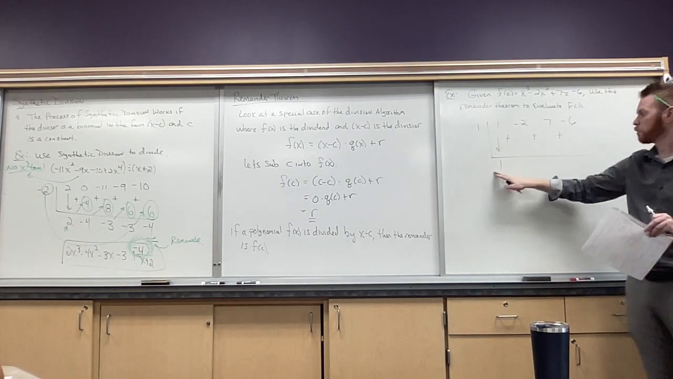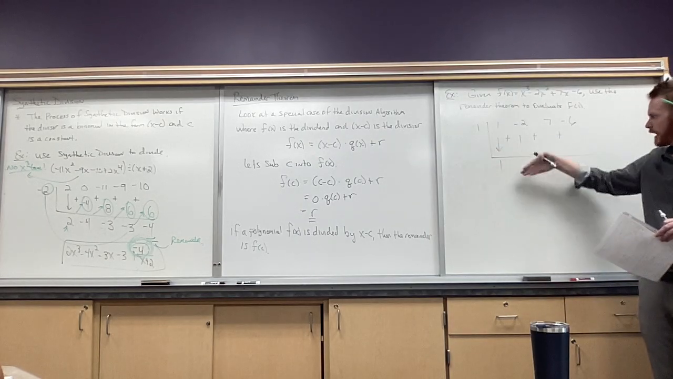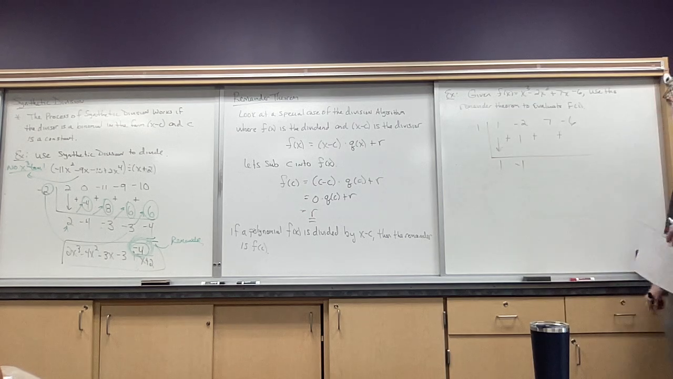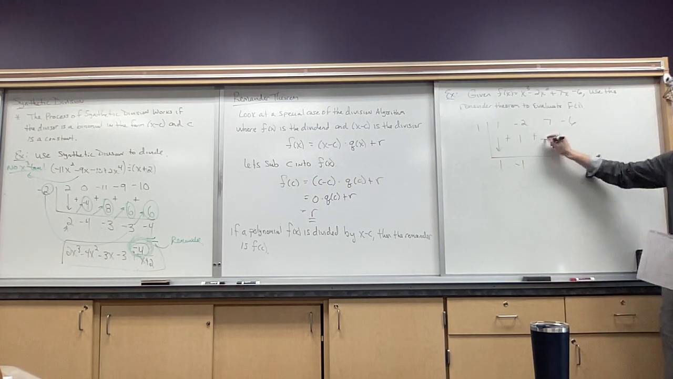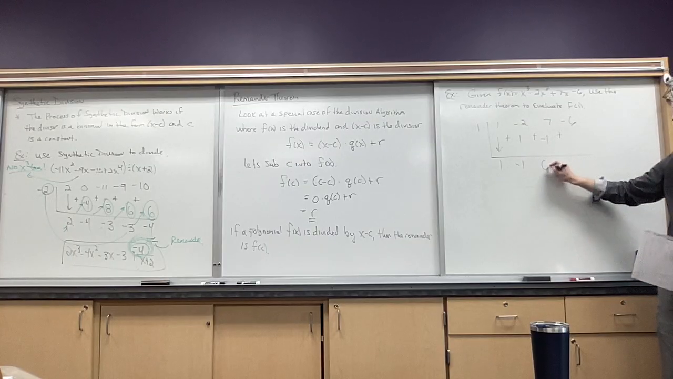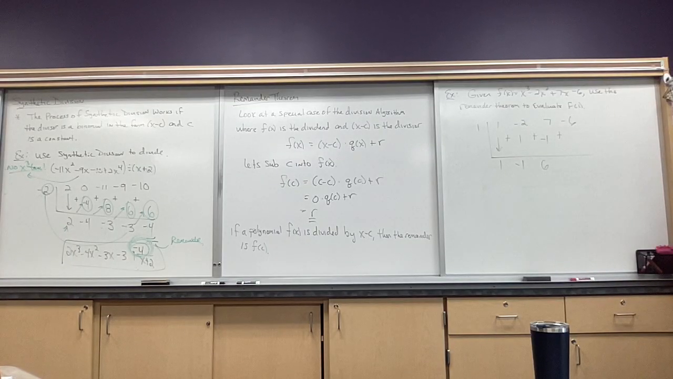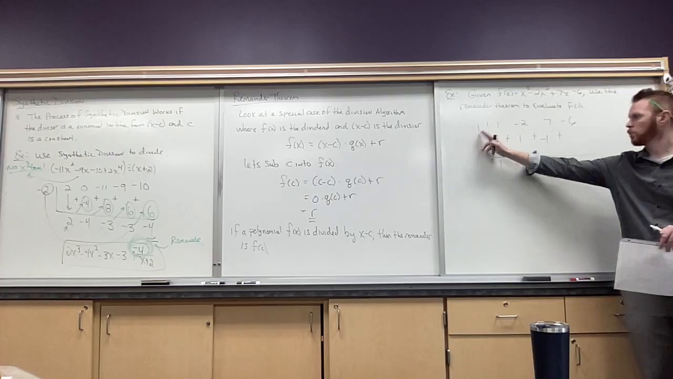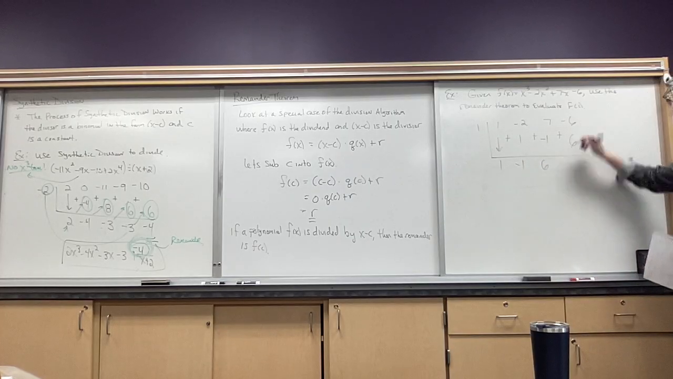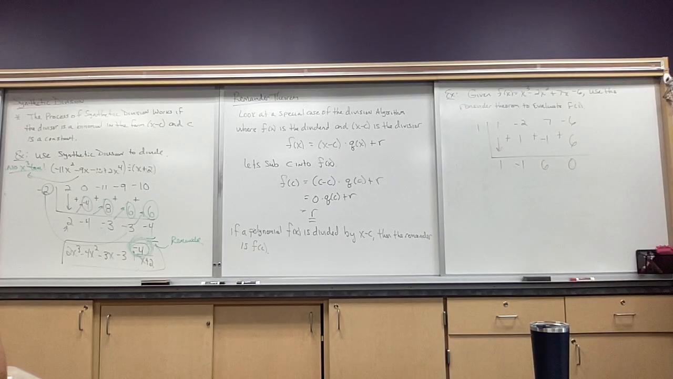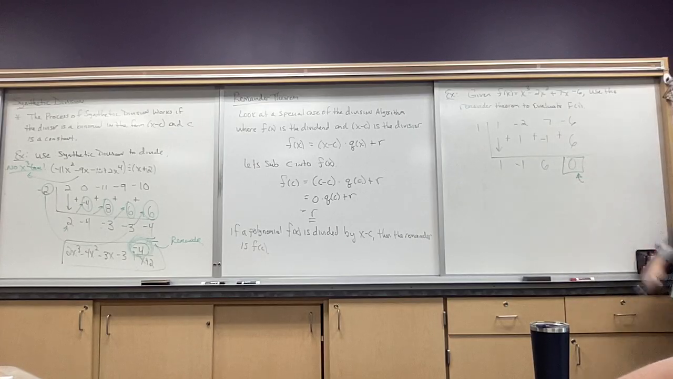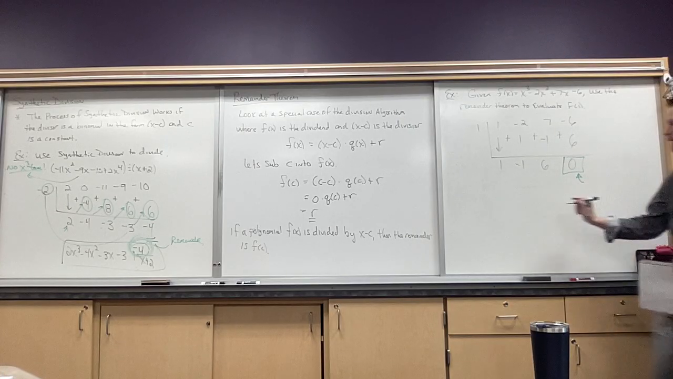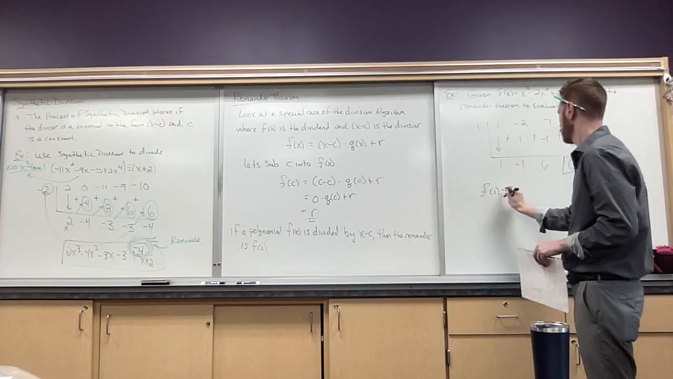So we'll do 1 times 1, which is 1. Add the column. I get -1. 1 times -1 is -1. Add the column. I get 6. Then 1 times 6 is 6. Add the column. I get 0. Right here, that's my answer. So f of 1 is 0.